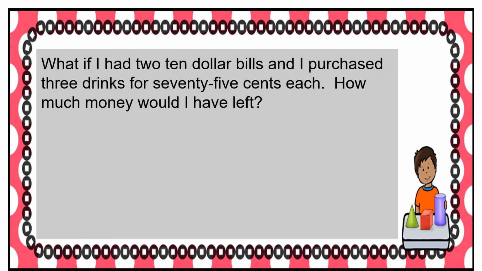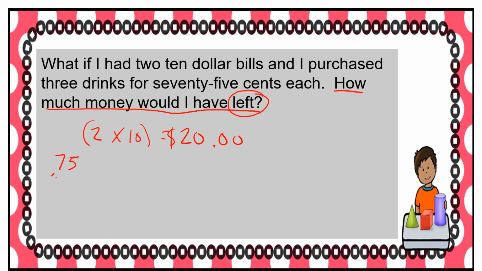So what if I had two $10 bills and I purchased 3 drinks for 75 cents each? My question sentence is, how much money would I have left? So my key action there is I'm taking something away because it's asking me how much do I have left. So I'll start with two $10 bills. That gives me a total of $20. And then I purchased 3 drinks for 75 cents. So I've got 75 cents plus 75 cents plus 75 cents.